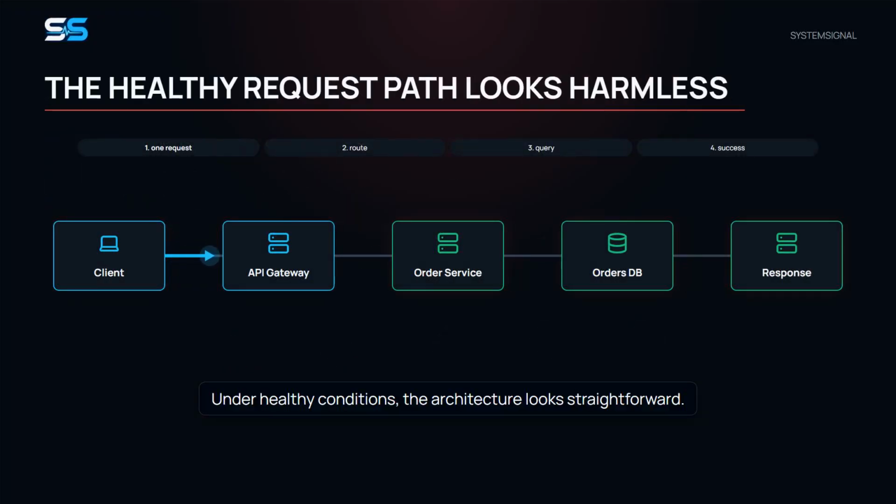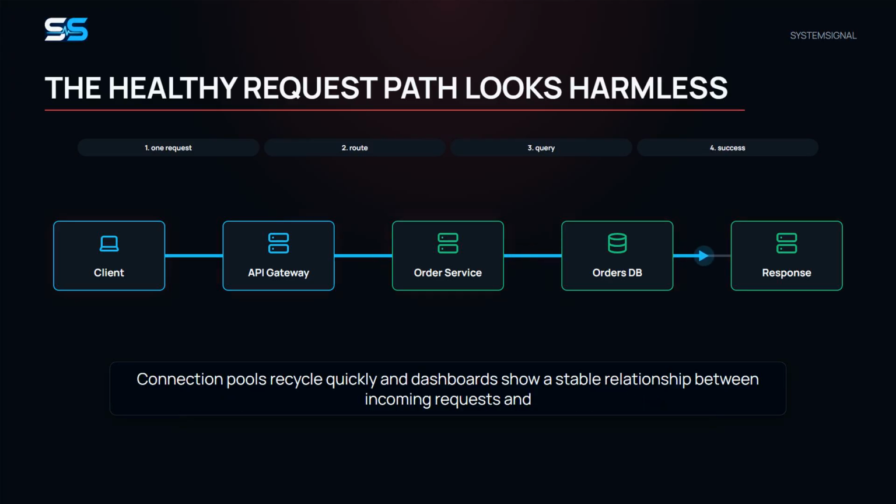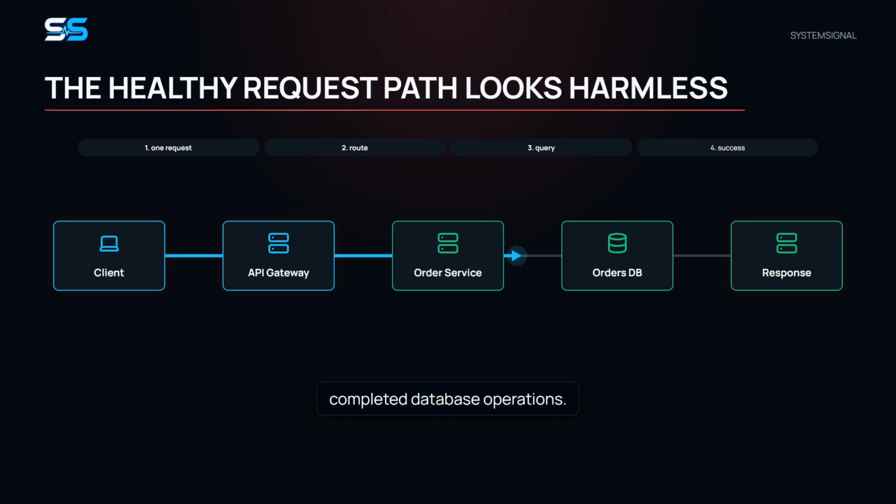Under healthy conditions, the architecture looks straightforward. A client sends one request to the gateway. The gateway routes it to the order service. The service acquires a database connection, executes a query, and returns the result. Latency is far below every timeout, so none of the retry policies activate. Connection pools recycle quickly, and dashboards show a stable relationship between incoming requests and completed database operations.